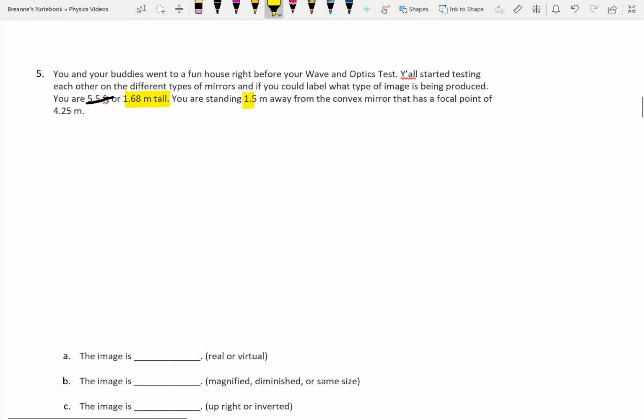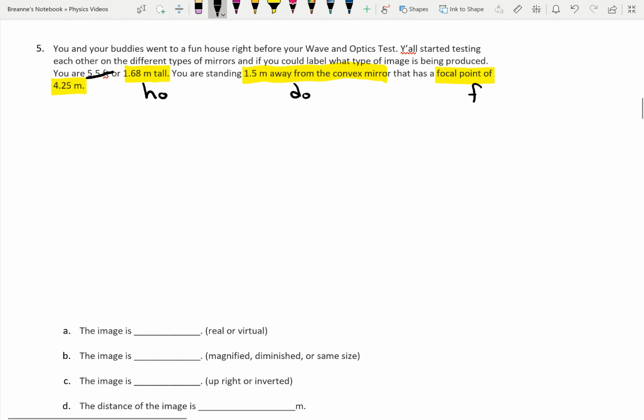You're standing 1.5 meters away from the convex mirror that has a focal point of 4.25 meters. So that's your height, so that would be your object height. That's how far you're standing away, so that would be your distance of your object. Focal point, that would be your focal length. So there's our givens. There's some different things it's asking for. So it's asking for us, where is the image going to be?